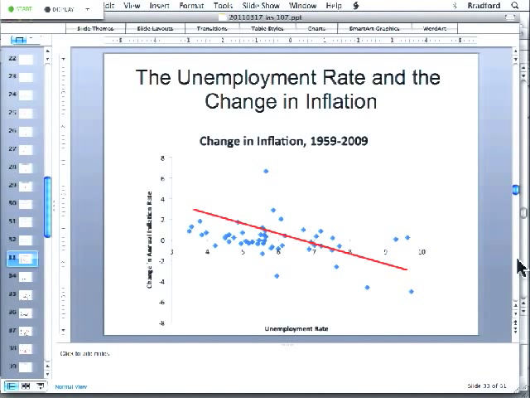If the unemployment rate is going to be more than 6.5% and stay there, then you can bet that inflation in 5 years is going to be lower than it is today. If the unemployment rate is going to be 5.5% or lower over the next 5 years, you can bet that inflation 5 years from now is going to be bigger than it is today. That's the Phillips curve.